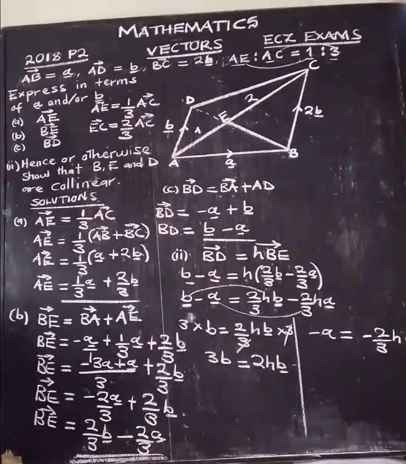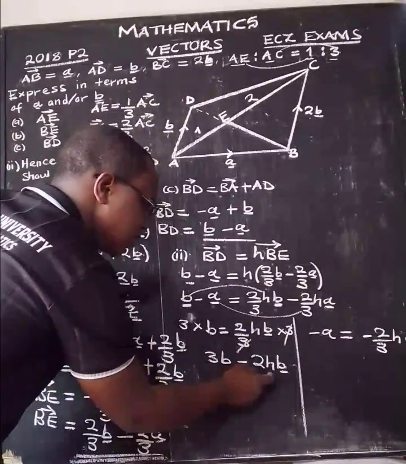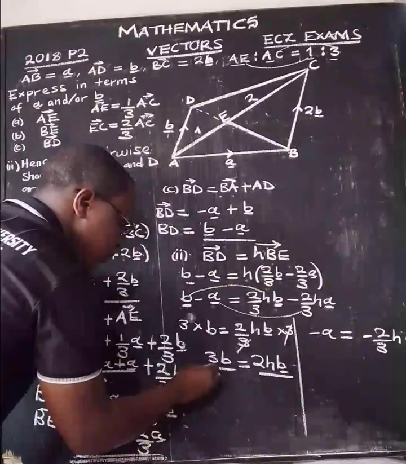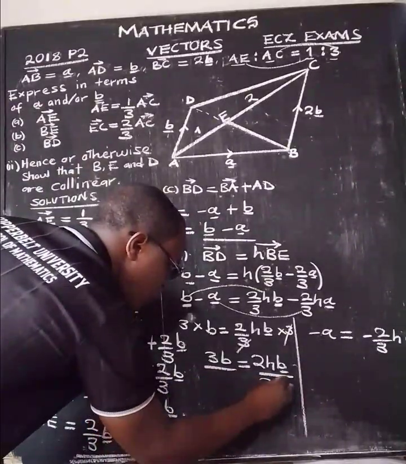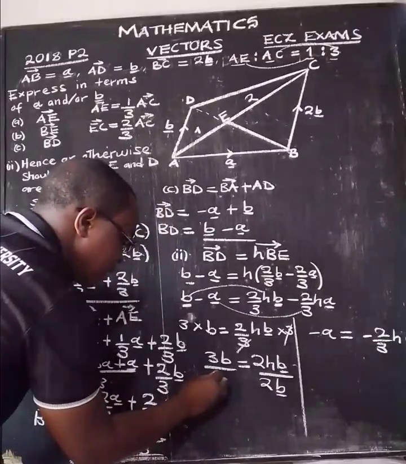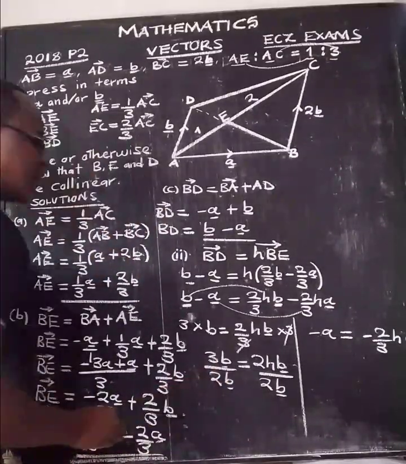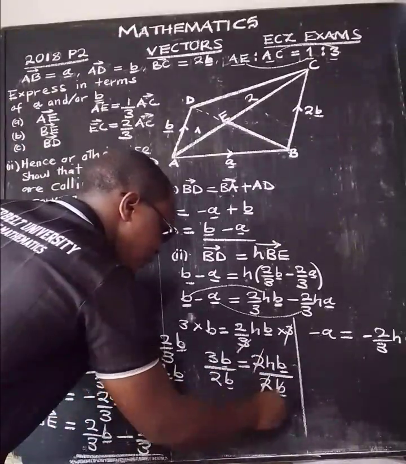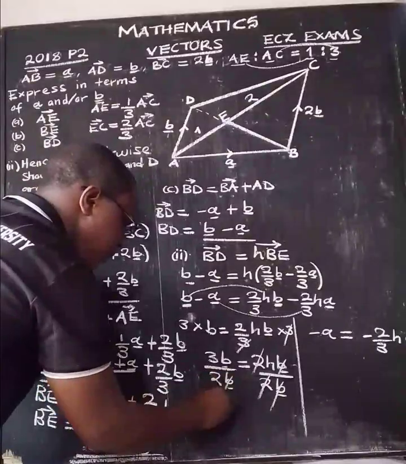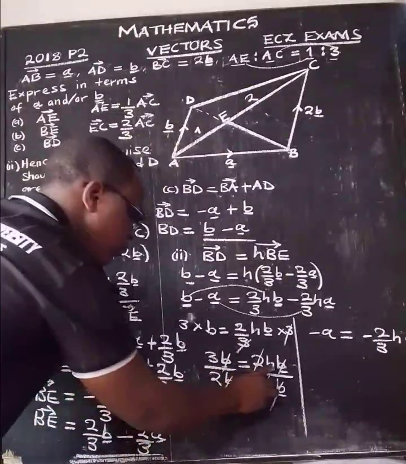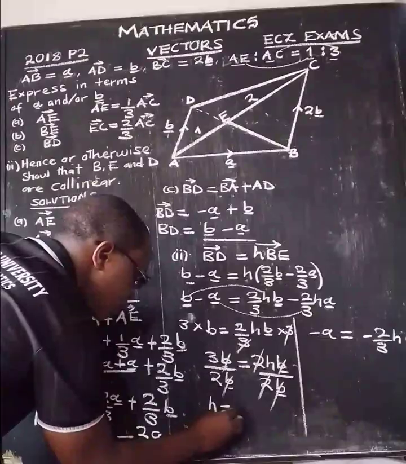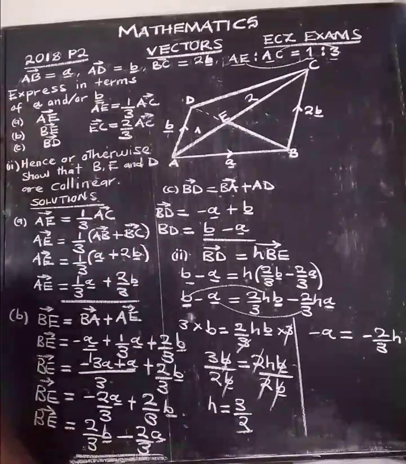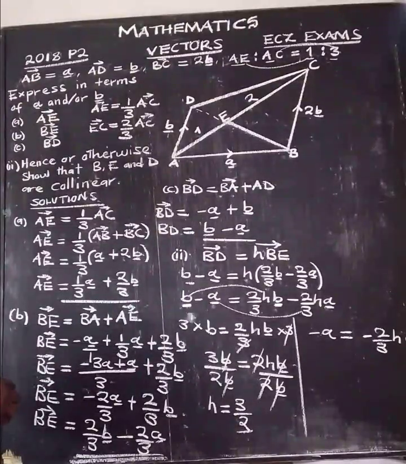Okay, then for us to remain with h, which is this scalar, because we want this scalar, we need to divide both sides by 2 vector B, such that these 2 and these 2 are going to go. This B and this B are going to go. We are going to remain with h. h is equal to 3 over 2. Okay? Let's try to find h on the other side.